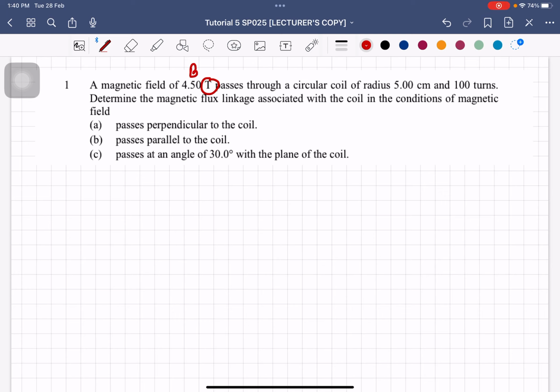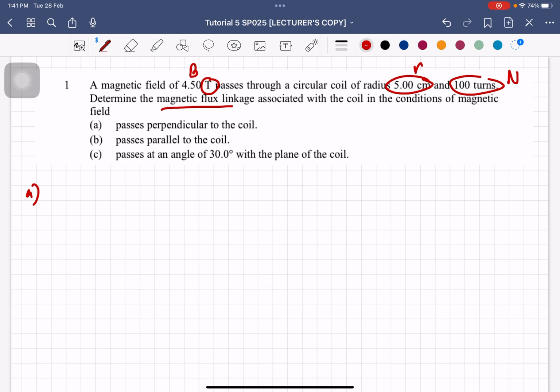So it passes through a circular coil of radius 5 centimeter and 100 turns. So this is N. Determine the magnetic flux linkage associated with the coil in the conditions of magnetic field passes perpendicular to the coil. So this one is basically just the theta is changing. The value of theta is changing. So we have a magnetic field being perpendicular to the coil.